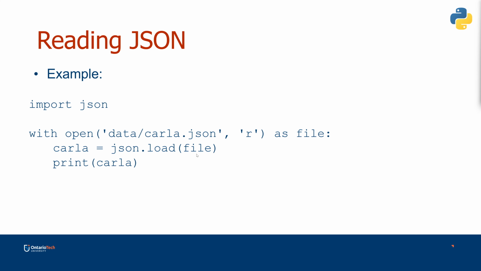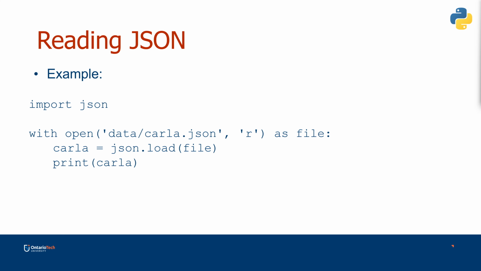And we just pass it the file handle, and it'll read all the text from that file, process it as JSON, and convert it into a Python object. So imagine that JSON file has a dictionary in it, like the sample that we saw. Then Carla here will contain a Python dictionary.